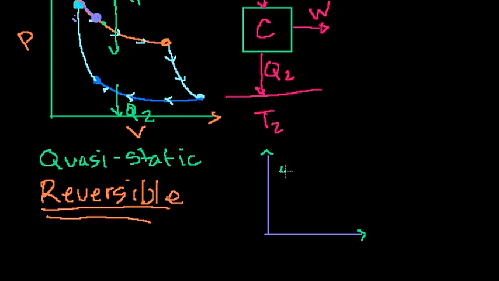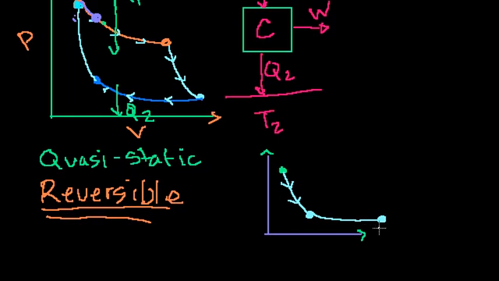So I could start at state A here, and then I could adiabatically contract. Adiabatic contraction would look something like this, and I'll get to that state. Then I can isothermically expand. So I'm going like this. I'm all along an isotherm. I'm doing some isothermic expansion.